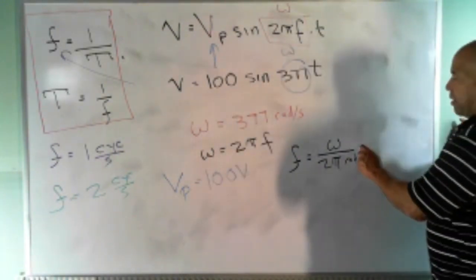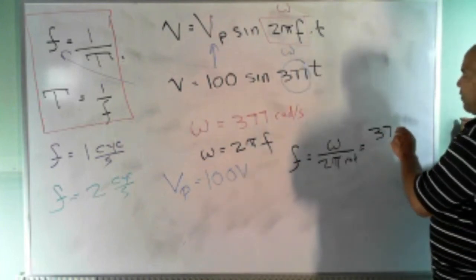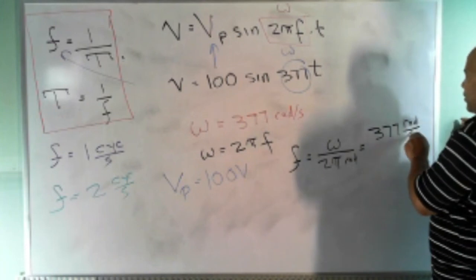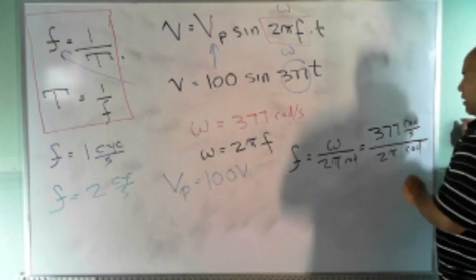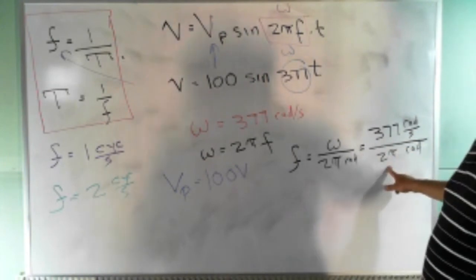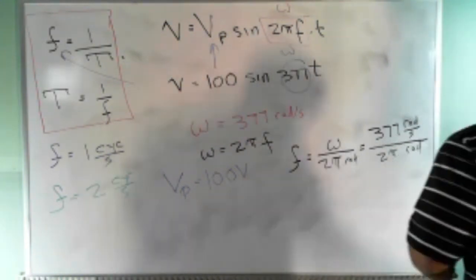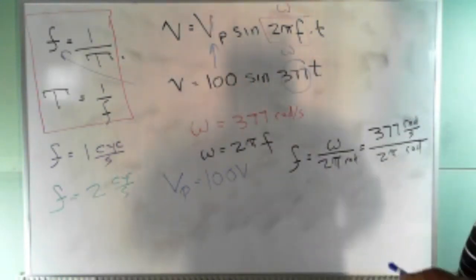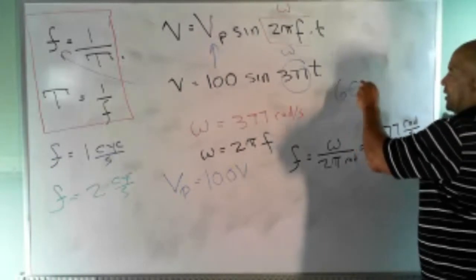If I take omega, which is 377 radians per second, I divide that by 2 pi radians, and here's where I need the calculator. I need somebody to take 377, divide that by 2, and then divide that by pi, and let me know what you get. Whoever has a calculator. I got 60. You get 60. All right? You get 60.